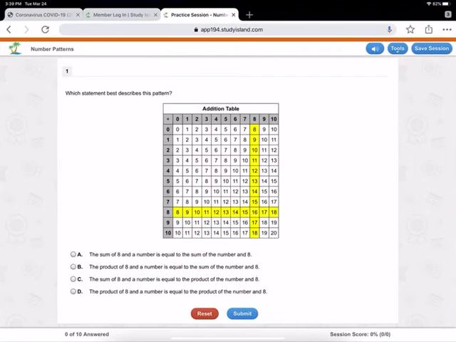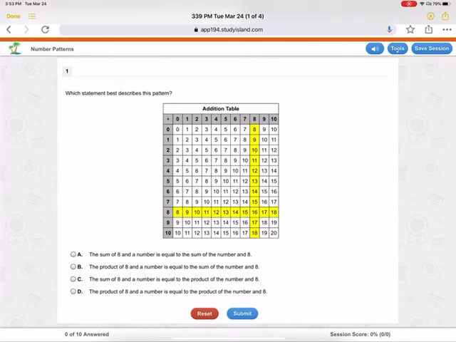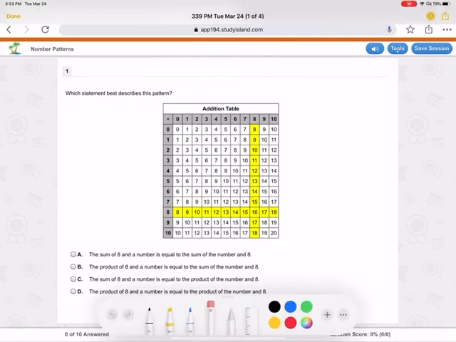Hello! Here we are. We're going to talk about number patterns today. We're going to take a look at a couple problems, and maybe we'll walk through them together, and maybe this will help you out. So, the first one I'm looking at is problem number 1, right there. Okay? Now, problem number 1 is telling us, if we read it, which statement best describes this pattern.